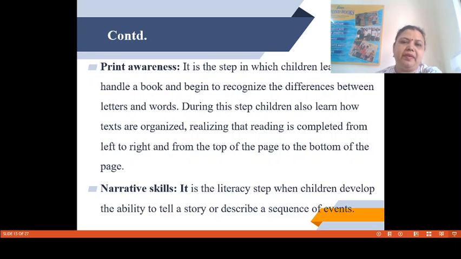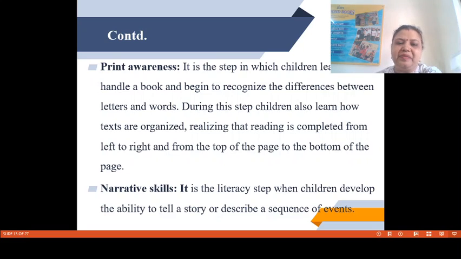Third is print awareness. It is the step in which children learn how to handle a book and begin to recognize the differences between letters and words. During this step, children also learn how texts are organized, realizing that reading is completed from left to right and from the top of the page to the bottom of the page.